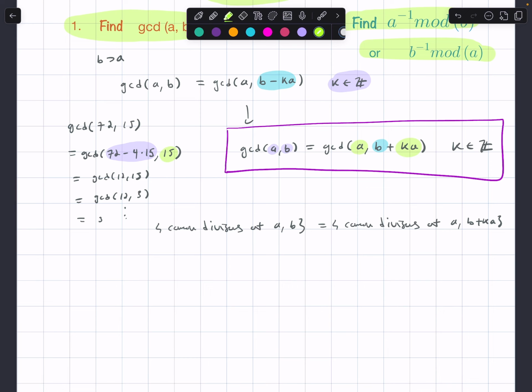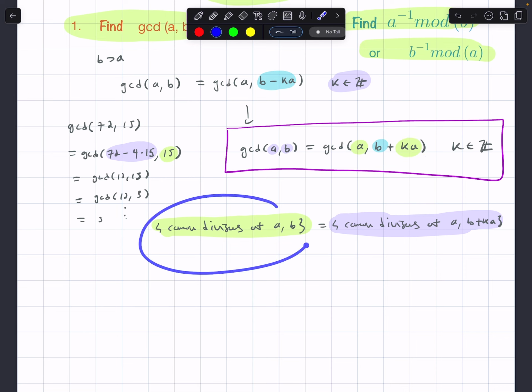So this is going to be a two-part proof. First, we're going to show that if a positive integer divides a and b, then it will divide b plus k times a as well as a. And then we'll show the other way. If it divides a and b plus k times a, then it will divide b and a.